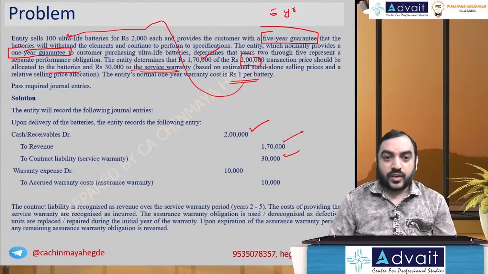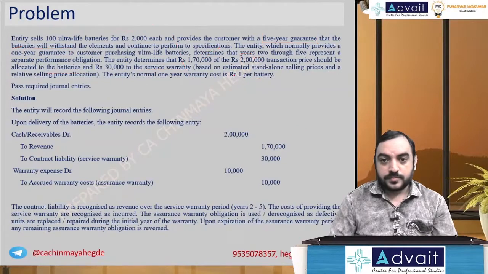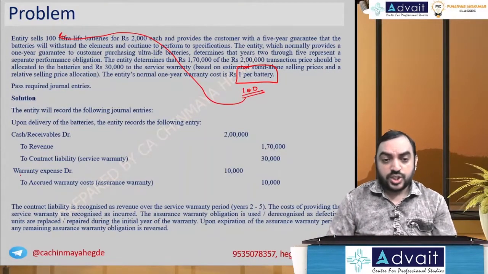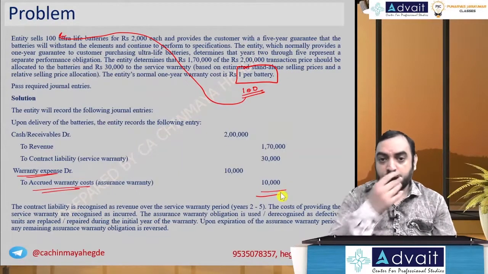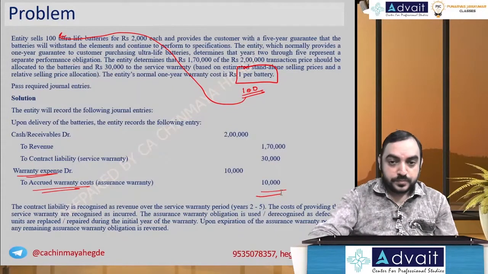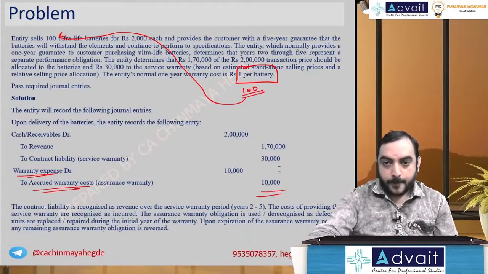I think it's not 1. 1 into 100 means 100 will become. And 2000 into, I think it should be 100 per battery. I think this should be a printing mistake. Please make it as 100 per warranty. This should be 100 per battery. So 100 into 100, it becomes 10,000. So warranty expense to accrued warranty cost 10,000. That should be a typing mistake. Please correct it. Should be rupees 100 per battery.